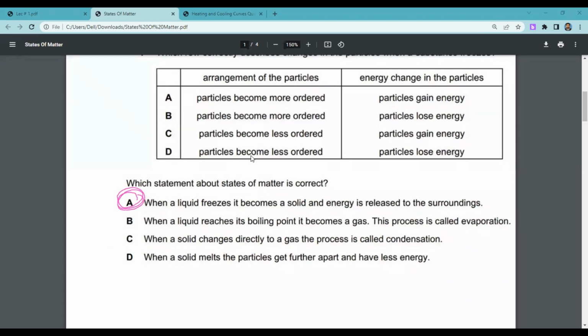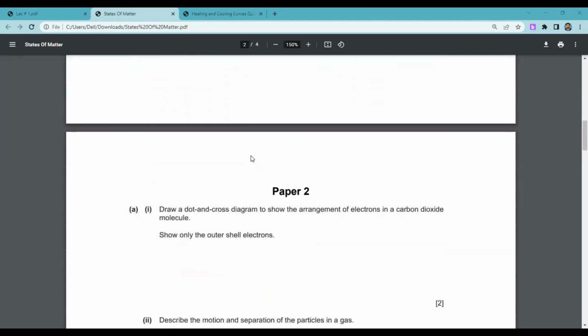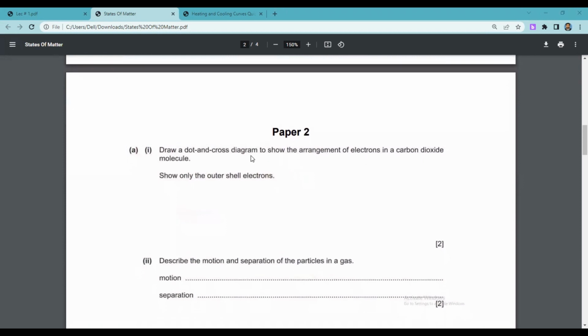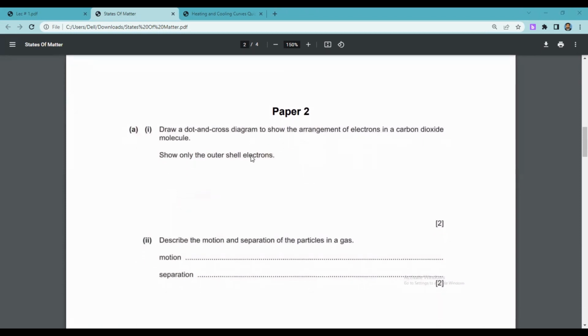Let's move forward. Now we will solve some questions from paper 2 so that you don't get confused during the exam. They draw a dot and cross diagram to show the arrangement of electrons in carbon dioxide. We will not study it yet, and we will explain it further later.